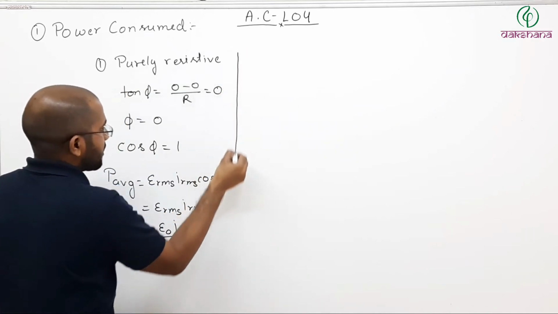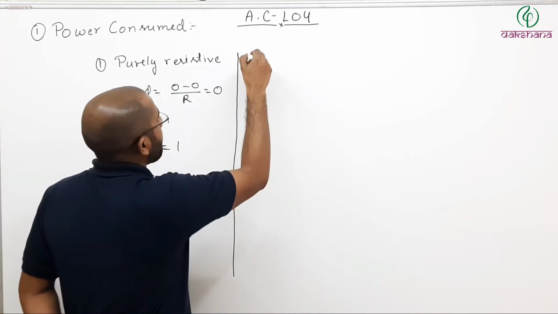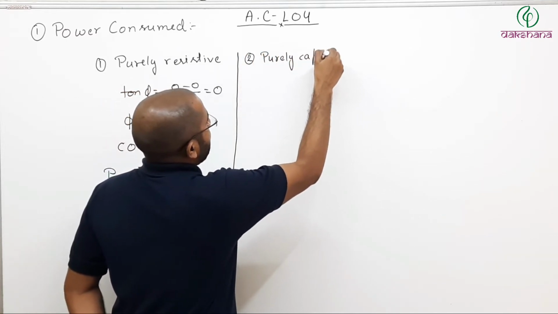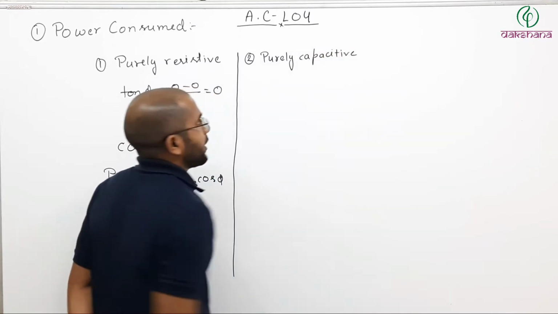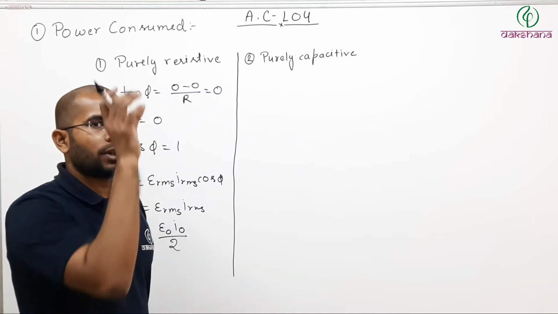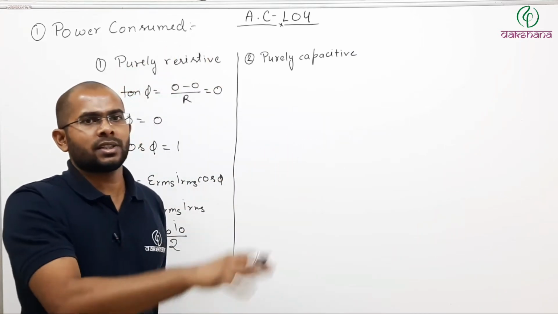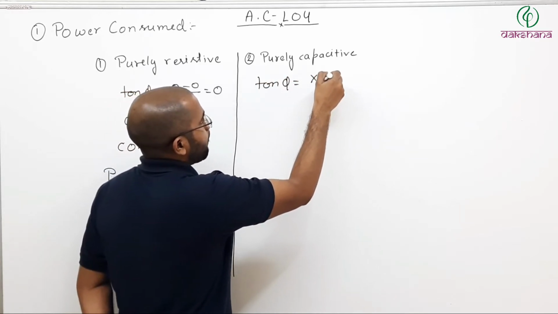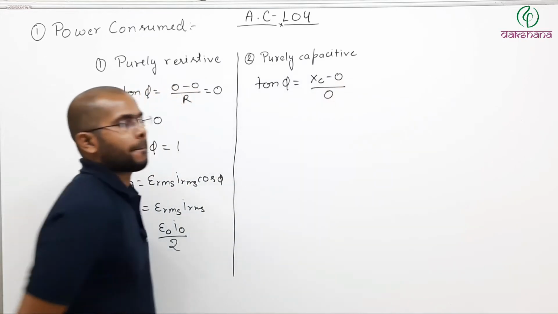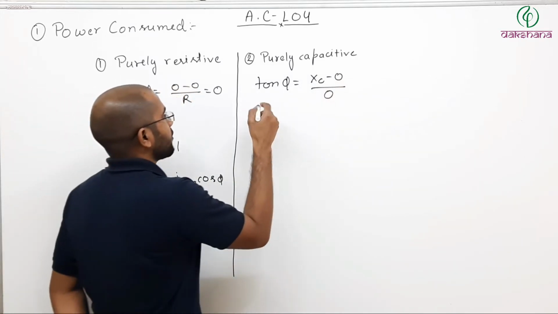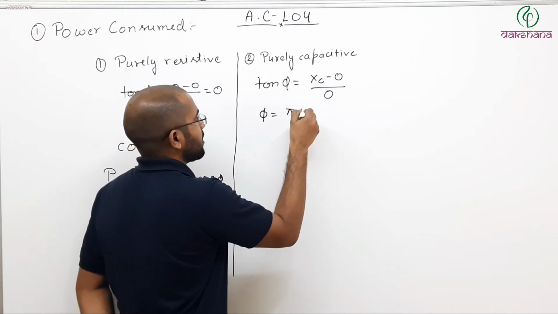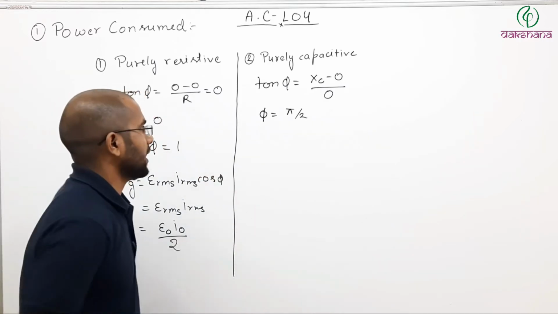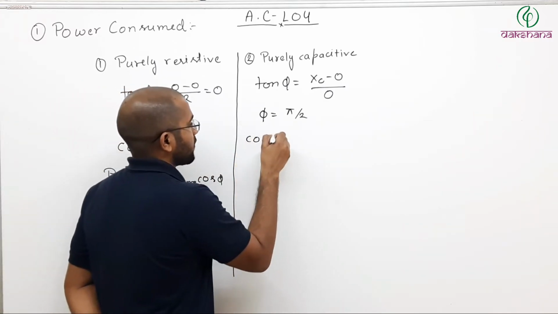What about a purely capacitive circuit? Here it is a little bit interesting. Second is the purely capacitive circuit. When there is only a capacitor, no inductor, no resistance, nothing, tan phi is equal to XC minus 0 divided by 0. In this case phi will be pi by 2. In a purely capacitive circuit, current leads EMF by pi by 2. So your cos phi will become 0.